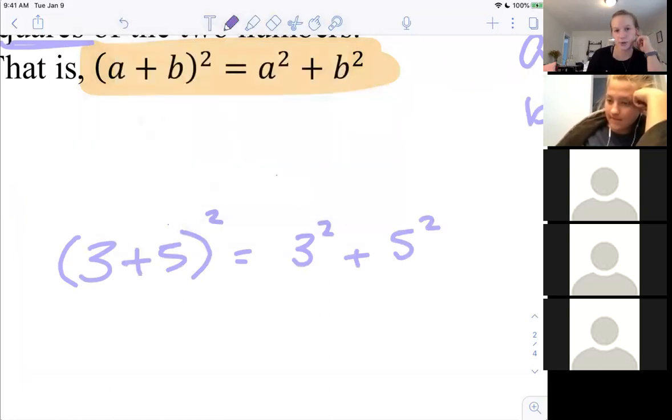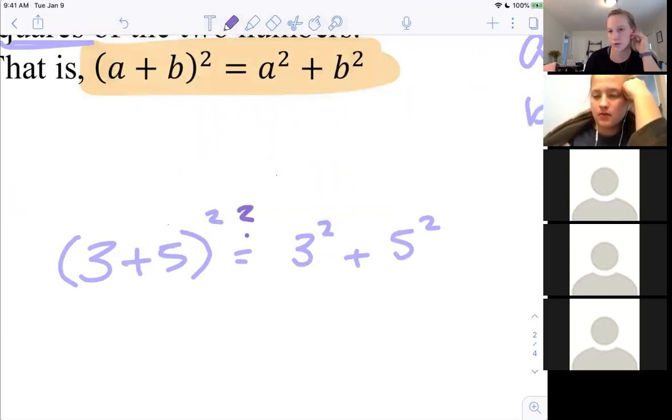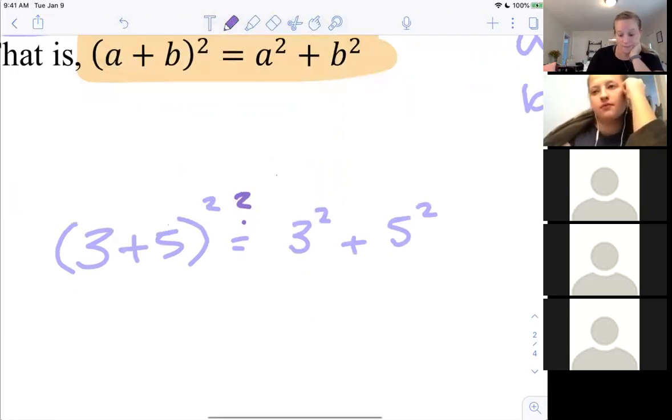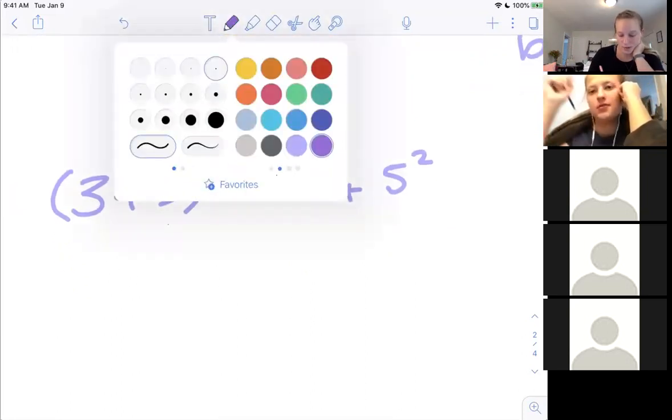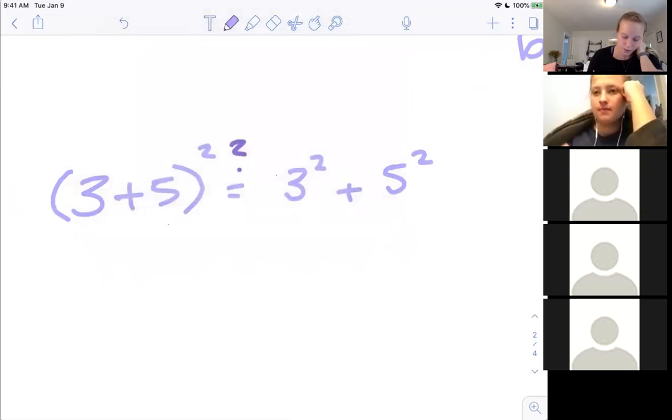Now, I took a bunch of proof classes in college, and every time we had an equal sign that we didn't know was true, we put a question mark over it to say, okay, this is what I'm checking, but I don't know if it's true or not. So that's what I am used to writing. You don't necessarily have to write that. I think it's cool though.